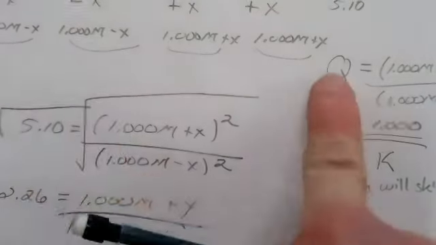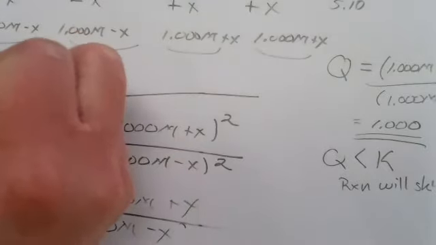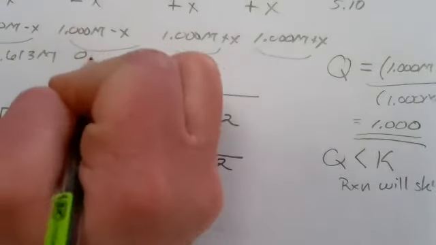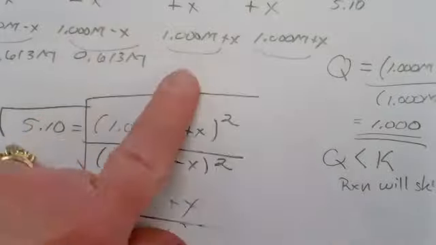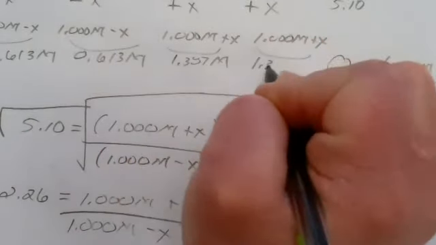Then we employ it to find that our concentration of carbon monoxide is 0.613. Same for water. The carbon dioxide would be 1.387 and your hydrogen 1.387.